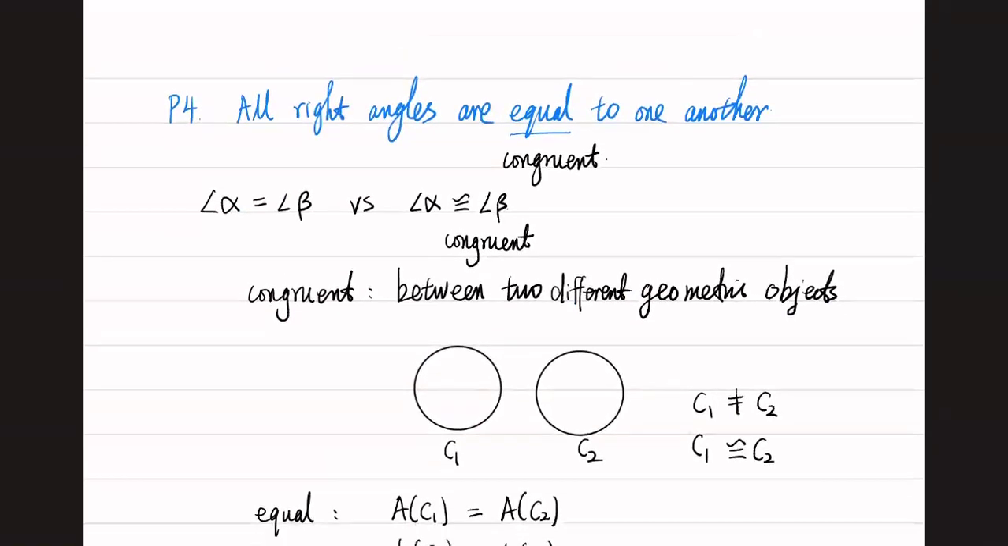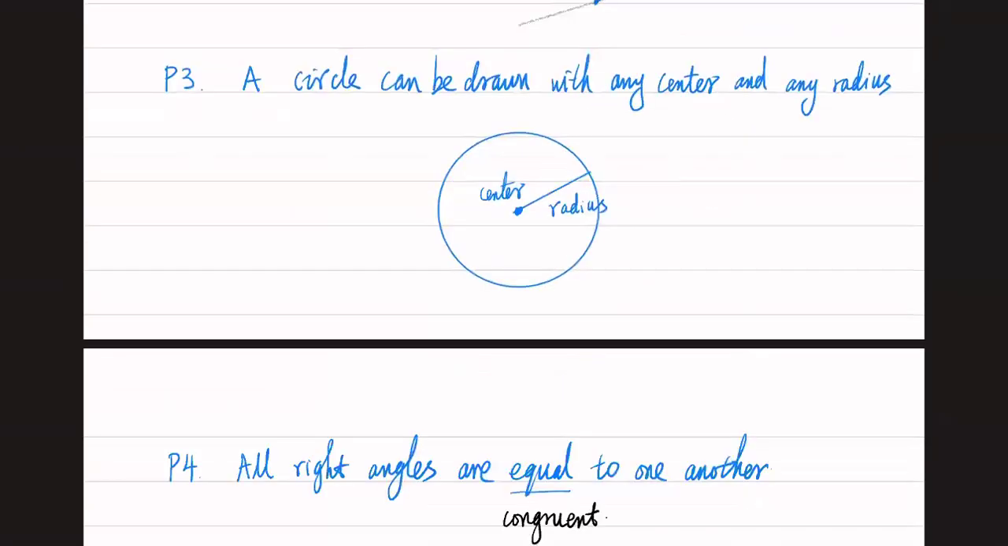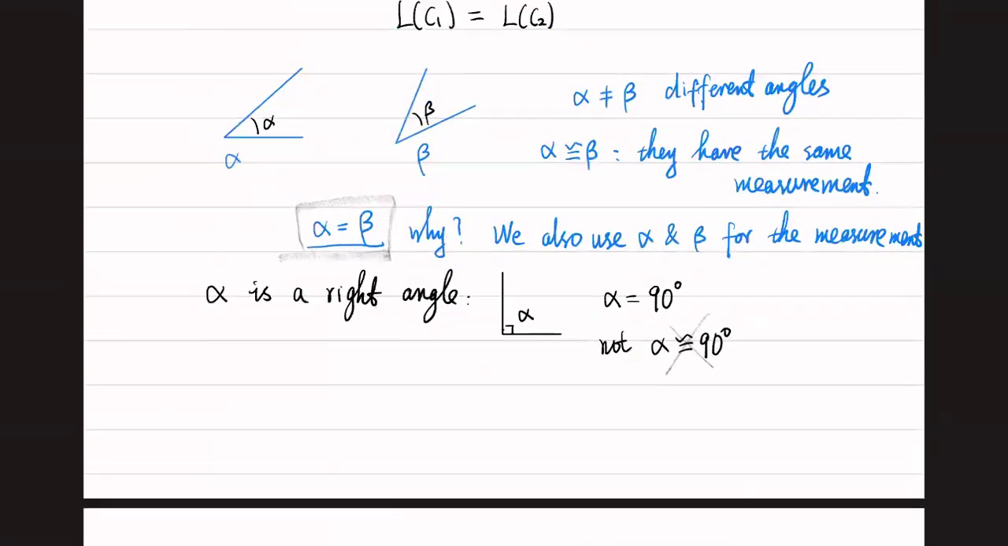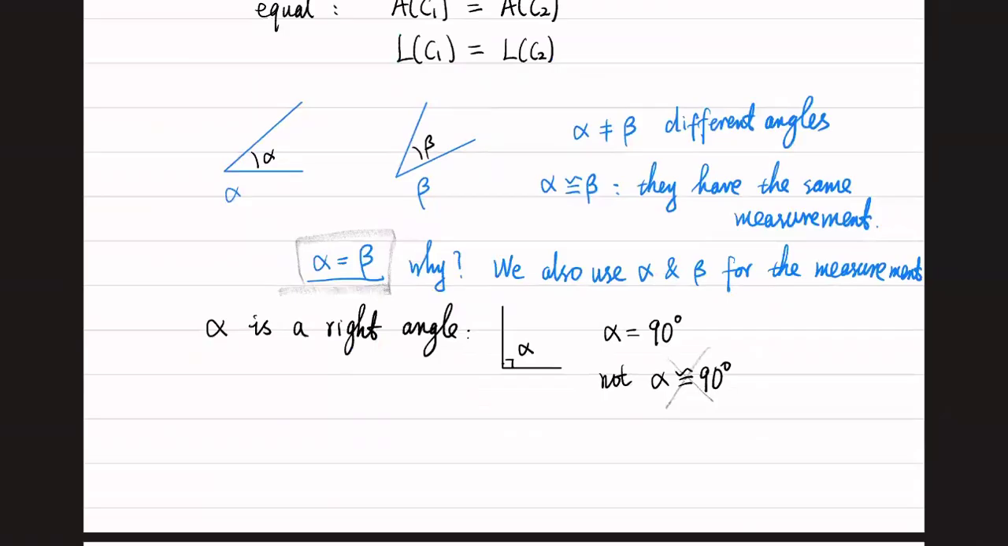Okay, so now can you go back down? I want to copy some stuff. Okay. Congruent, equal. Okay.